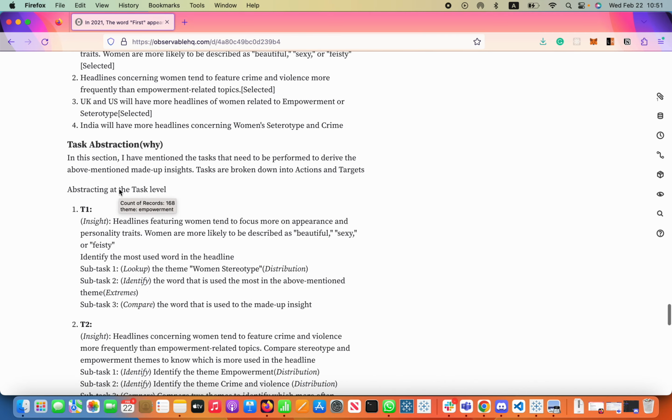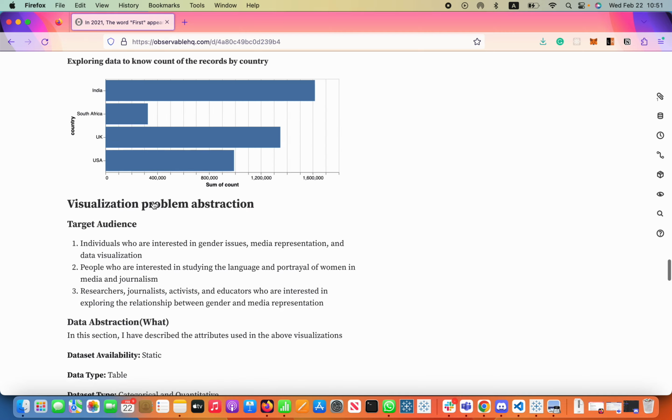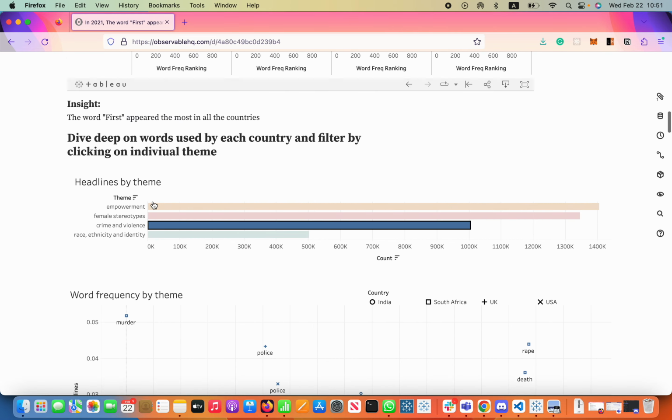So that is all for this notebook. I have also done a little bit of pre-processing to fit the data for visualization purposes, and I hope you like this notebook. Thank you.